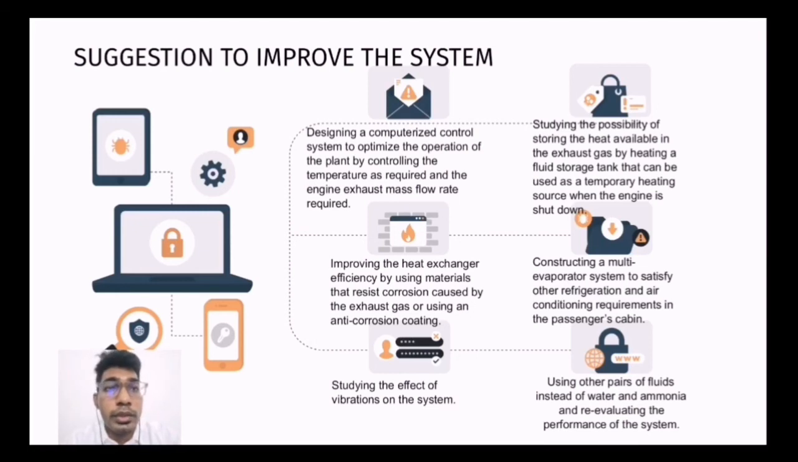For the first one, designing a computerized control system to optimize the operation of the plant by controlling the temperature as required and the engine exhaust mass flow rate required. For the second one, improving the heat exchanger efficiency by using materials that resist corrosion caused by the exhaust gas or using an anti-corrosion coating.